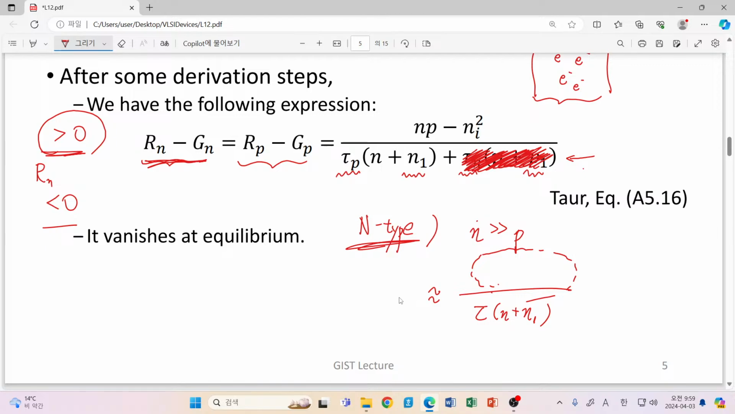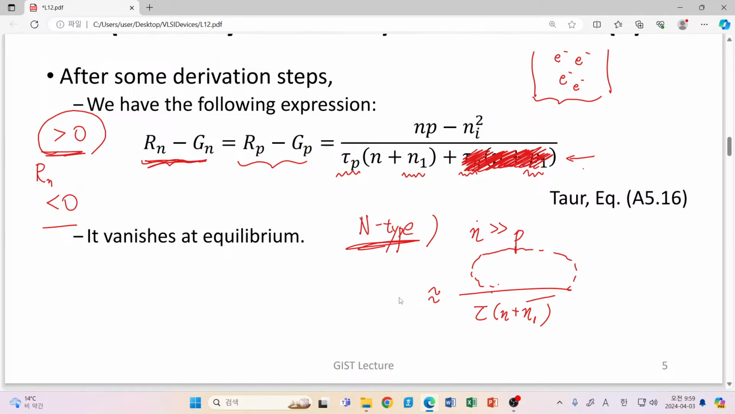But let's just say that now we are considering net recombination cases. So simply speaking, I'm assuming that the NP product is much higher than the square of Ni, the intrinsic carrier density. Now we have some excessive carriers in this case. Then what will happen? Here we have n times p. Then what happens?